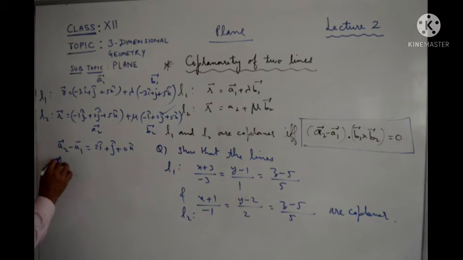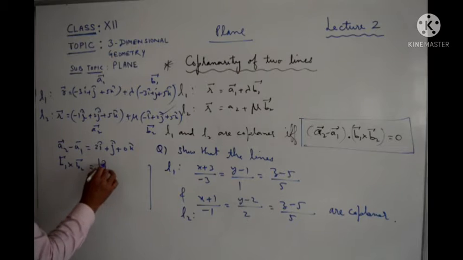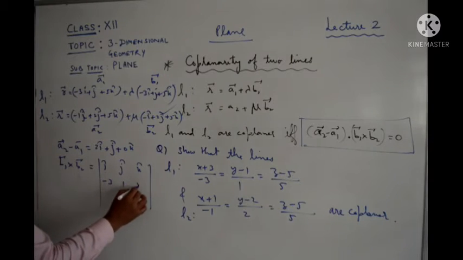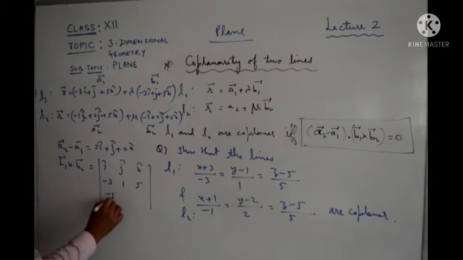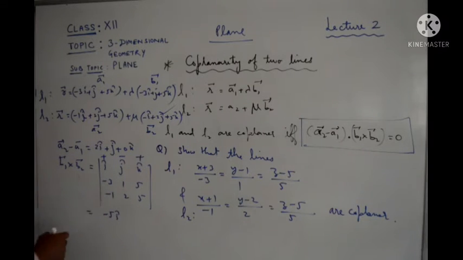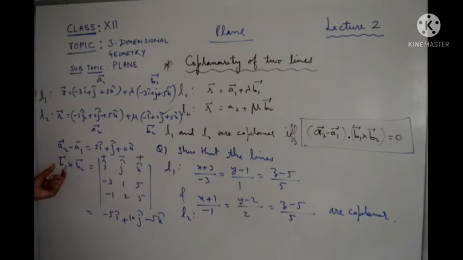For finding b1 cross b2, we have to evaluate this determinant: i cap, j cap, k cap, the components of the b1 vector, minus 3, 1, 5, and the components of the b2 vector, minus 1, 2, 5. From here we get 5 minus 10, minus 5i, then minus 15 plus 5, minus 10 plus 10 j, and finally we have minus 6 plus 1, that is minus 5 k cap. So we have a2 minus a1, and we have b1 cross b2.